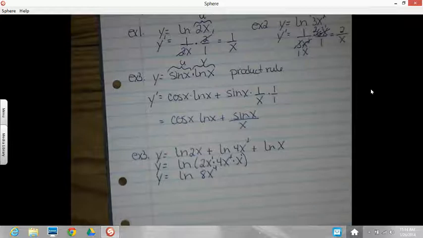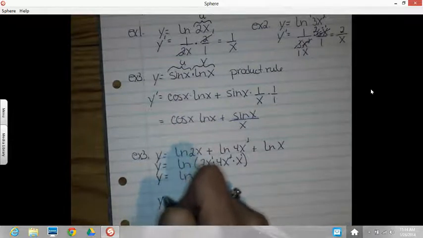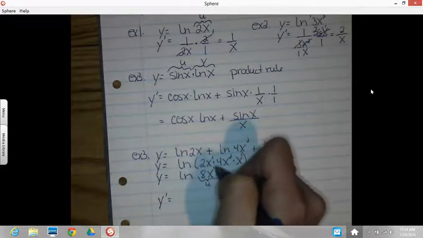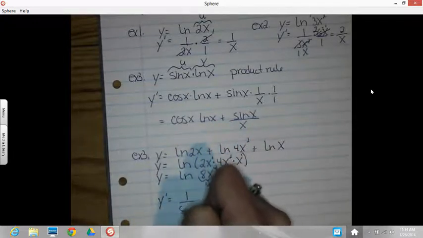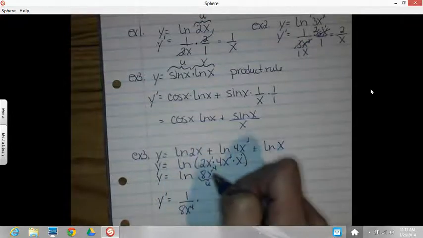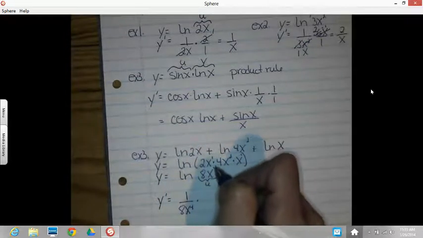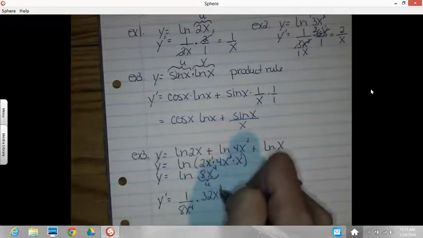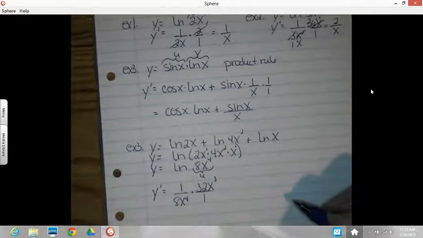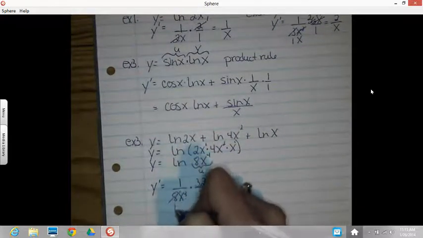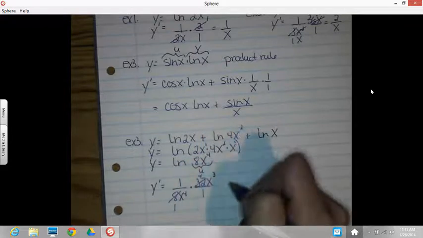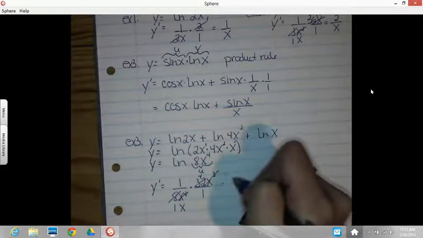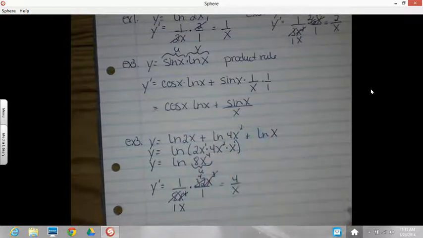Now I'm ready to do derivative. So y prime, the natural log of u, is 1 over u times by the derivative of the u. Derivative here, multiply down, that's 32x cubed. Simplifying, 8, 4, all 3 of these are gone, 3 of these are gone, leaving me with 4 over x.